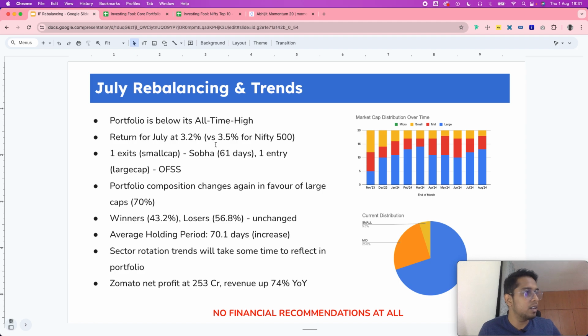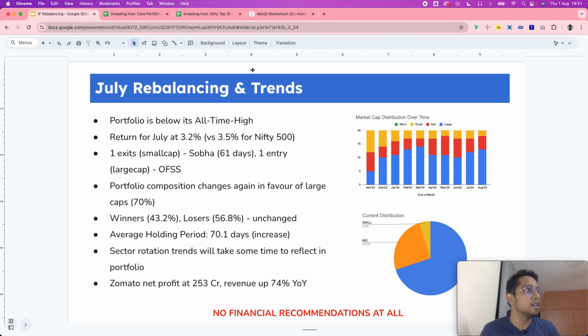Now coming to the masala of the video, maybe if you're here just for the names, so these are the names. We are exiting one small cap stock, which is Shobha. We held it for 61 days, so just above 2 months. We are entering one large cap stock, which is Oracle Financial Services. So it's an IT stock.